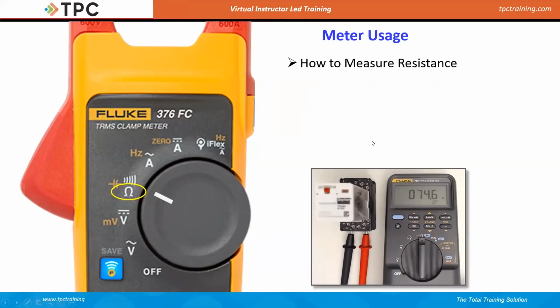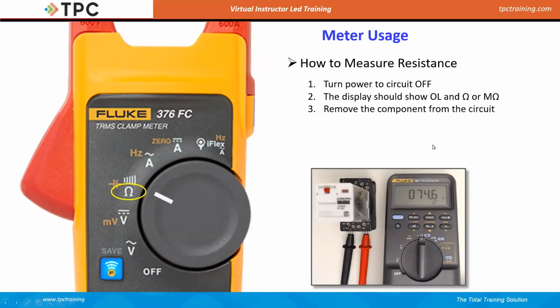Again, first thing, turn the power off. Make sure we turn that power off. We should at that point see something like OL, and it might say M ohm for meg, because air between the two leads is very, very high resistance. So it's going to show open loop and probably meg ohm, many, many ohms, millions. Again, pull the component out of the circuit if you can. If you can't, take one wire off and then put your leads across it like this.